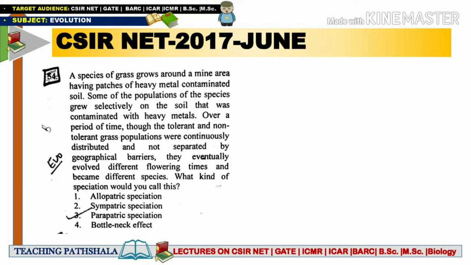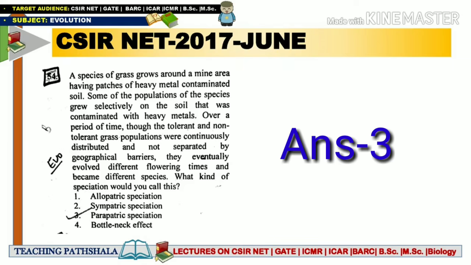Okay, so this is a totally direct question. You know that whenever there is any kind of adverse condition, at that time we can say there is an occurrence of parapatric speciation. So the correct answer for this question will be parapatric speciation. We have already discussed the same condition in an example, so I am not explaining this question in a very broad way. From that example they have directly asked one question: there is metal pollution, and due to that there is a formation of two distinctive species having different flowering times. So what kind of speciation is it showing? Obviously it will be parapatric speciation. So the correct answer for this question will be option number 3.